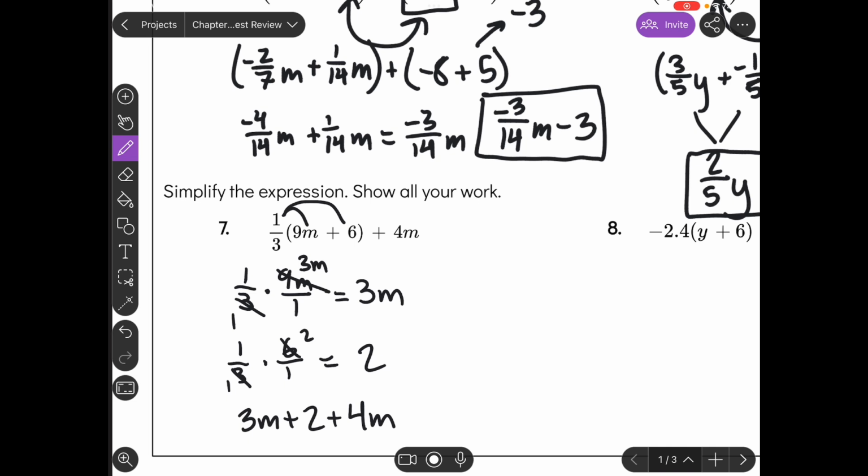From there, all I need to do is simplify my like terms. I have two things with m's. I'm going to put those together. My final answer is going to be 7m plus 2.